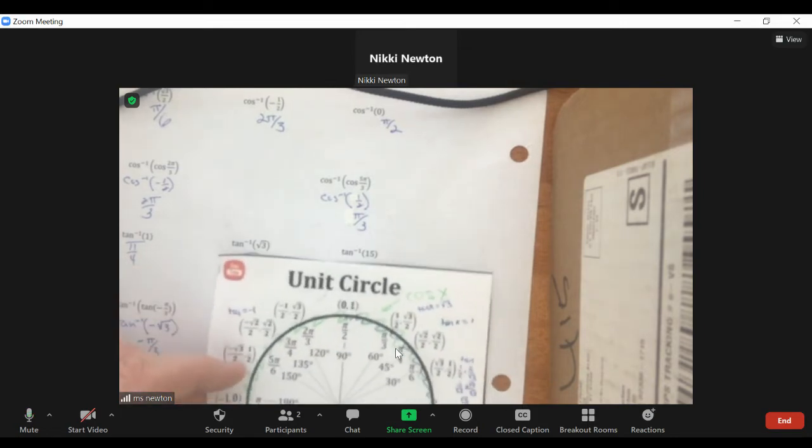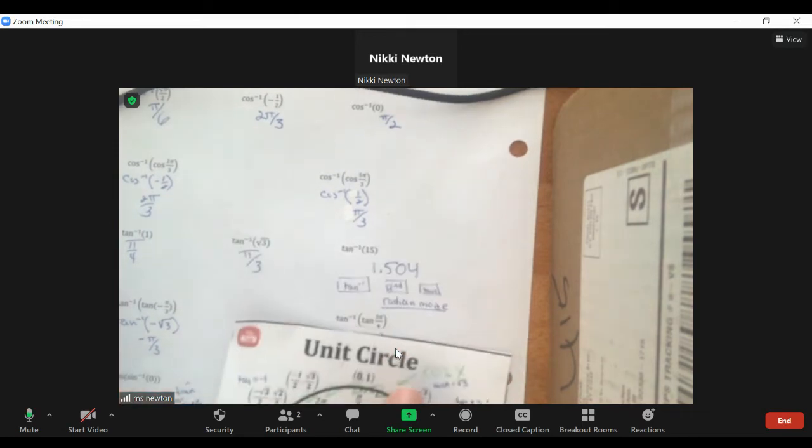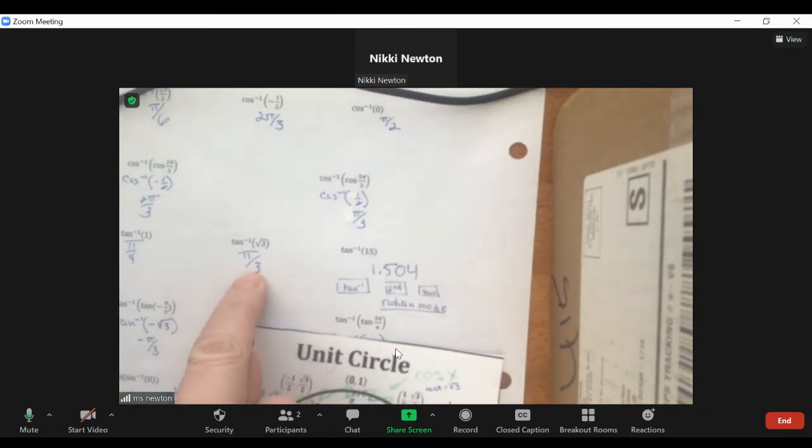And if you look up here, again, reciprocals of the one I tried before. So the tangent here is equal to the square root of 3. So pi over 3 is my answer to this one.